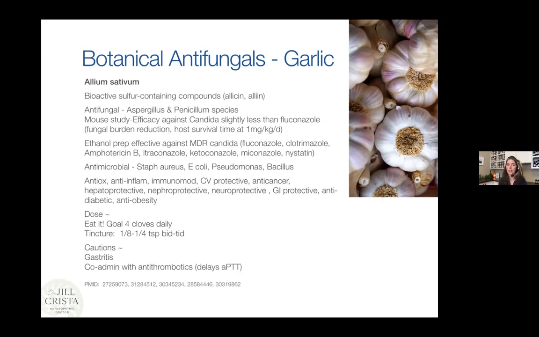It's also an antimicrobial, so against Staph aureus, E. coli, Pseudomonas, which is one of those hard-to-get-at sinus buggers, and Bacillus. So these are all of the things that garlic does. It's protective to the GI system. It's an anti-diabetic. It protects the cardiovascular system. It's an immune modulator. It is a miracle food. Not only does it keep the Draculas, the vampires, away, but it keeps the mold away too.